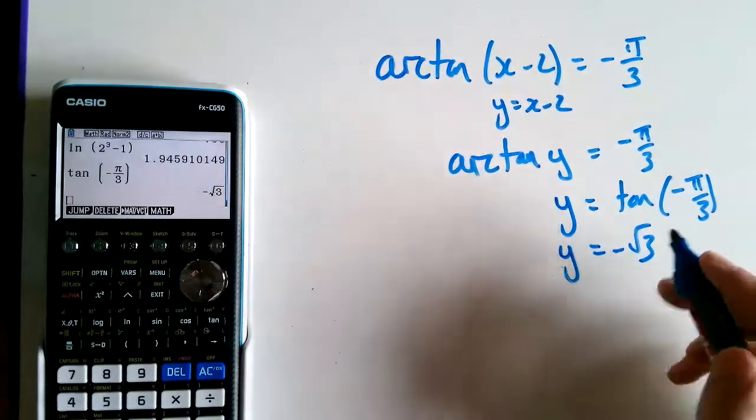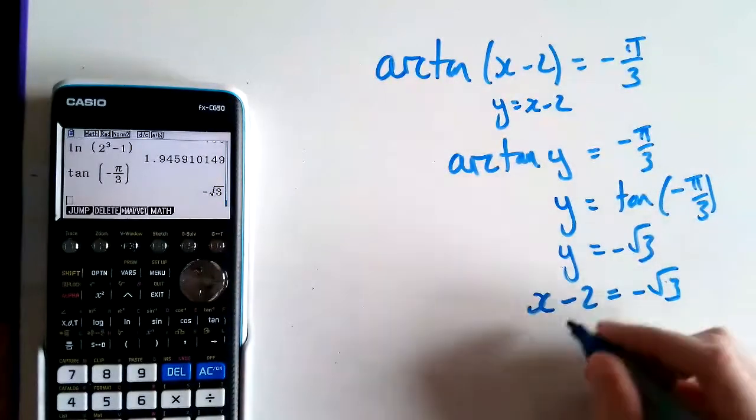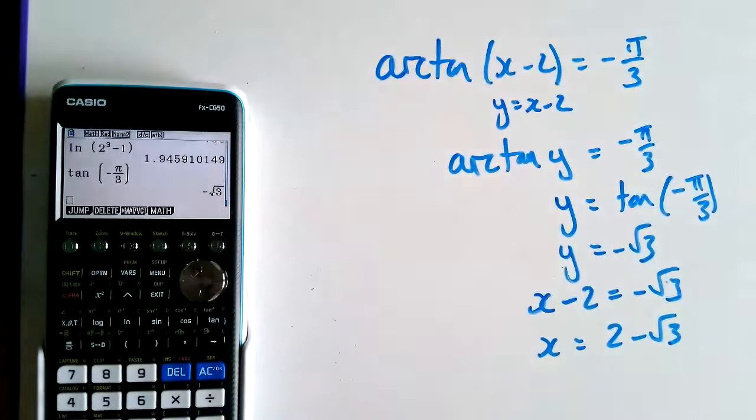But it doesn't want y, it wants x. So y was x minus 2, which is minus root 3. So add the 2 to that side, so it's 2 minus root 3.